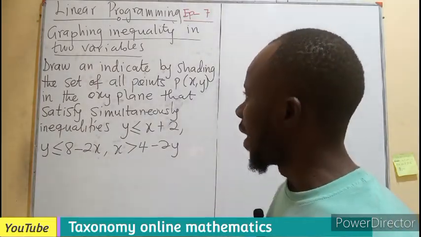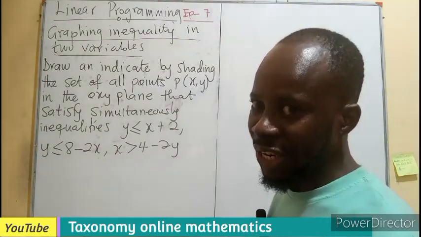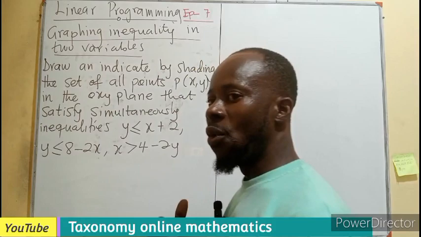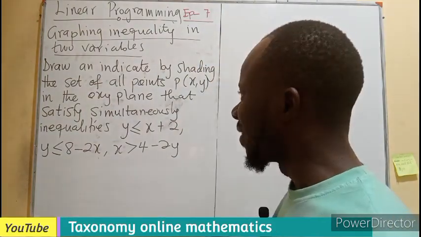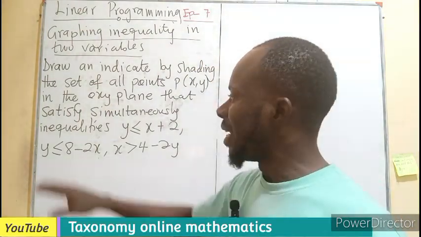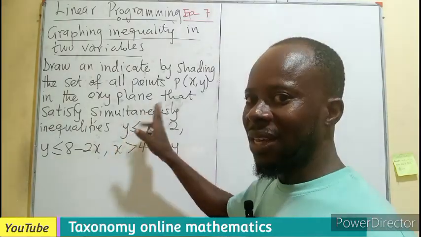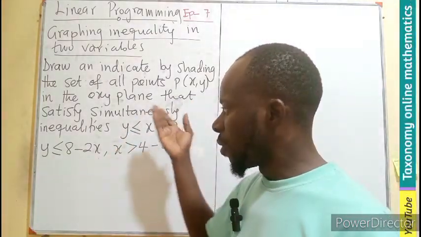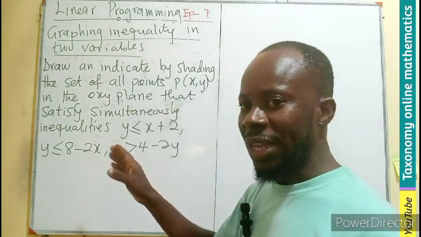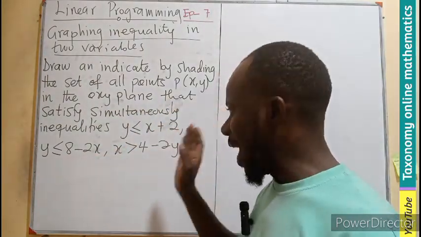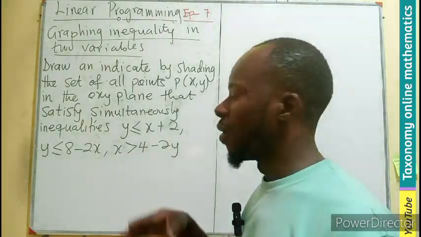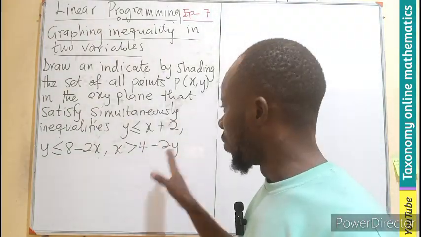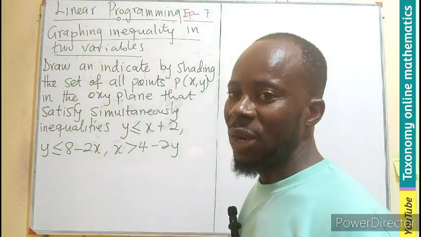So we are to draw and indicate by shading the set of all points P(x, y) in the OXY plane that satisfy simultaneously the inequalities y is less than or equal to x plus 2, y is less than or equal to 8 minus 2x, and x is greater than 4 minus 2y. So this is what we are going to deal with.